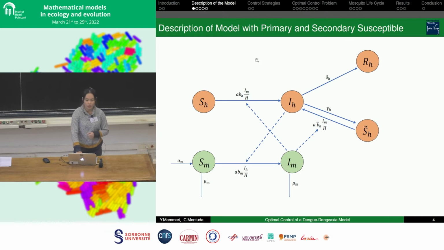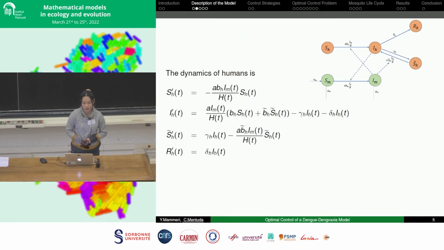So if you have never been infected and then you get infected at some point, you go to the infected humans. Once you recover, you go to the secondary susceptible humans. But once you recover from all strains of virus, you go to the recovered humans. From this, we have these dynamics, which are pretty basic.